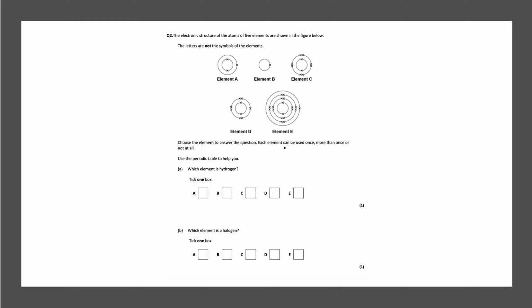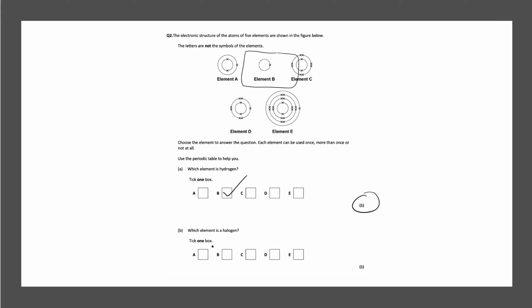Which element is hydrogen? So you can have the periodic table in front of you. Hydrogen has 1 electron, so we know it's going to be element B because that's the only one that has 1 electron. So we can just take that and get 1 mark.